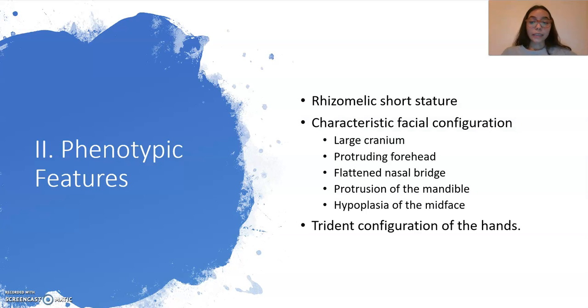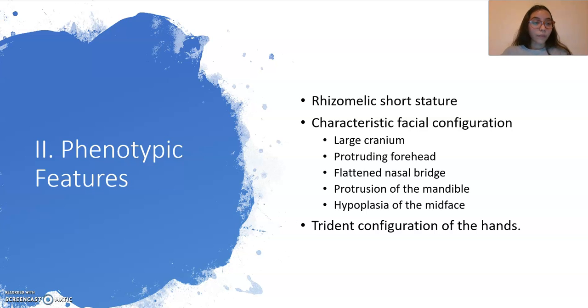So next we will be looking at the phenotypic features. Individuals with ACH have a short stature with rhizomelic shortening, and that is the shortening of the limbs, for example, shortening of the arms or shortening of the upper thighs. And other phenotypic features are a relatively large cranium, a protruding forehead, a flattened nasal bridge, protrusion of the mandible, and hypoplasia of the midface. Hypoplasia is when the cheekbones, upper jaw, and eye sockets have not grown as much as the face.